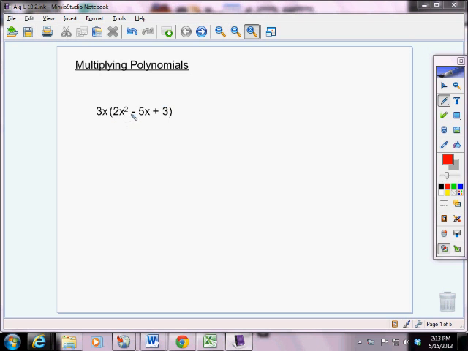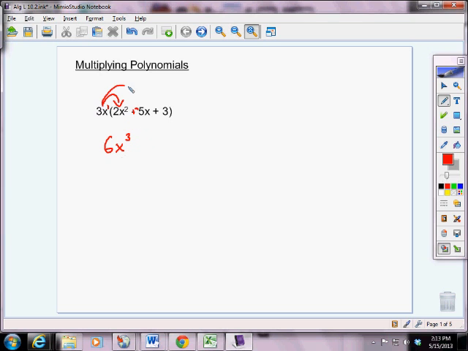Again, the first thing we should always do is change all the subtraction to addition: keep, change, change. And then we can distribute. So if we have 3x times a quantity, 2x squared, plus a negative 5x plus 3, we can go 3x times 2x squared. Now 3 times 2 is 6. X to the first times x to the second, two bases, add their exponents. We get x to the third.